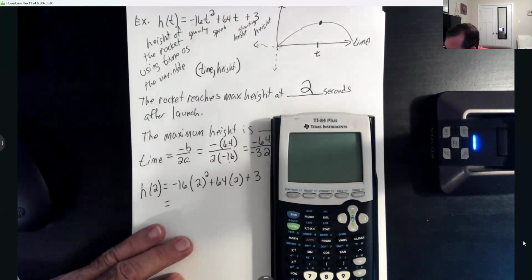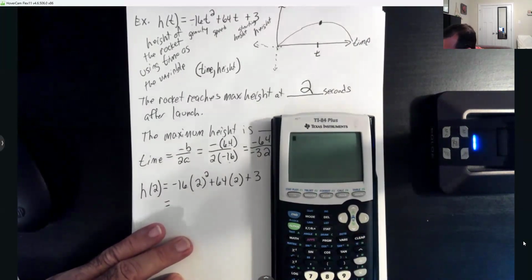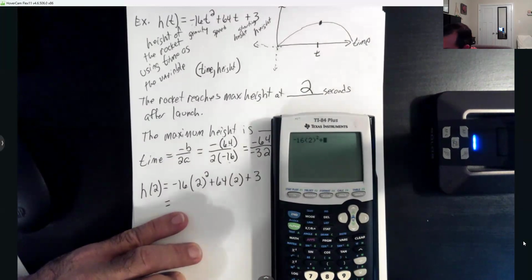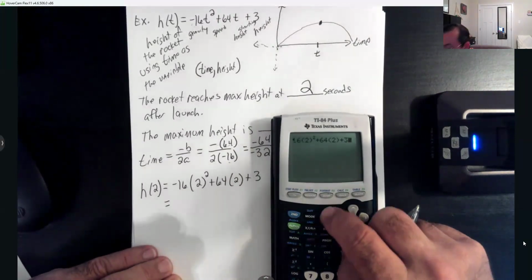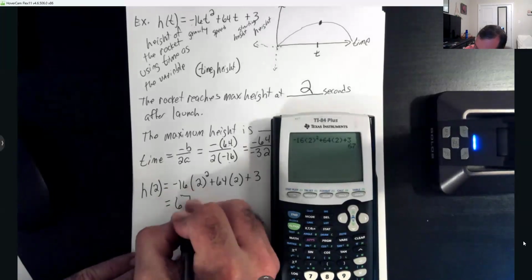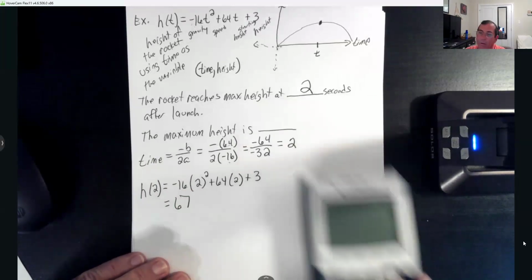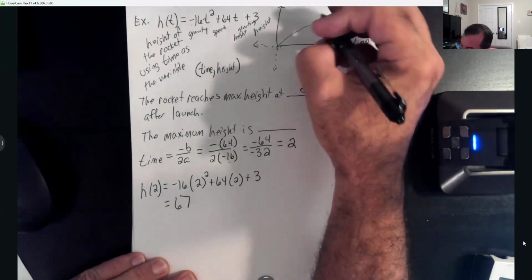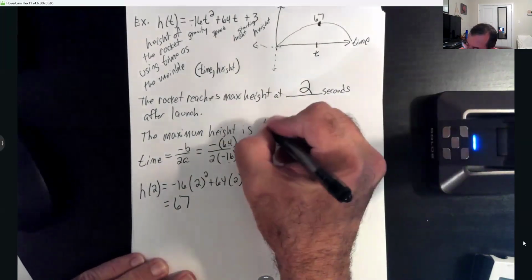All right, y'all, so let's see what we get here. So negative 16 times 2 squared plus 64 times 2 plus 3. All right, y'all, let's hit enter. And I get 67. So that means my little rocket took 2 seconds to get a maximum height here of 67 feet.